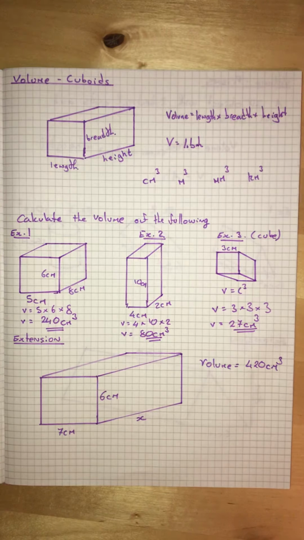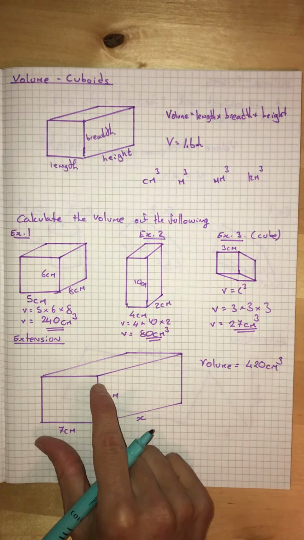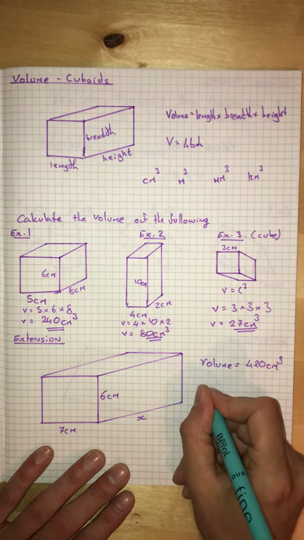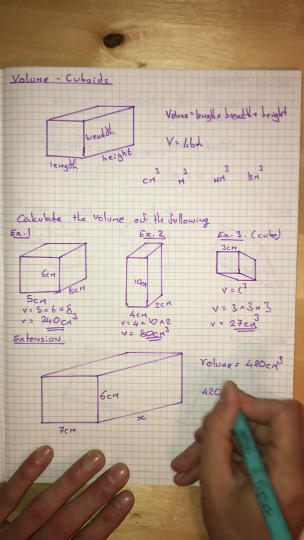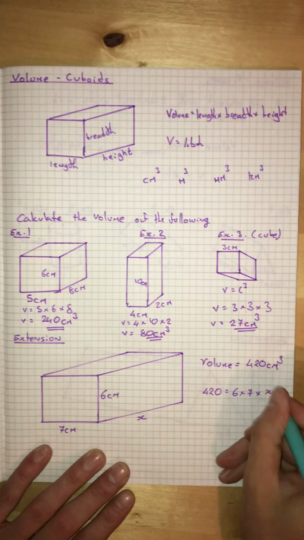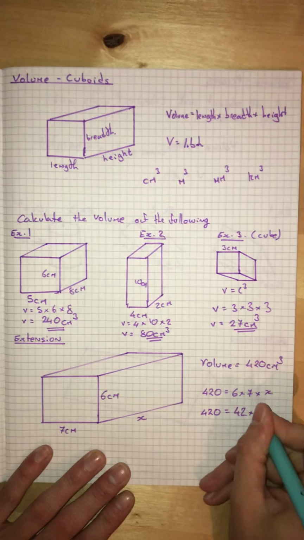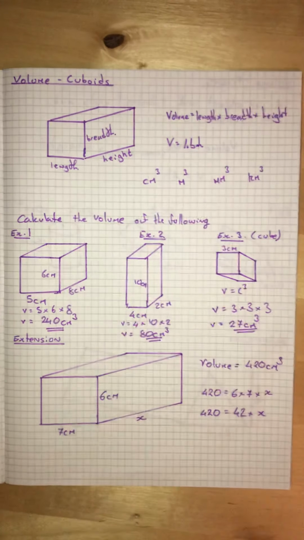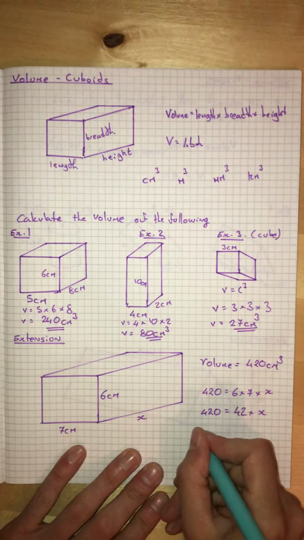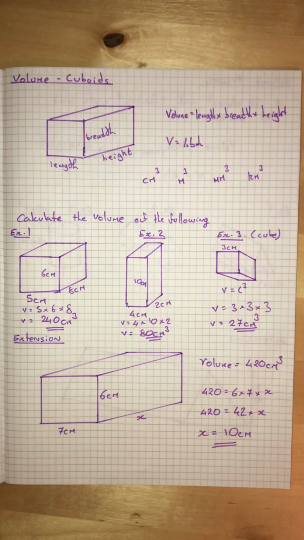A little bit of an extension. We know the volume of the cuboid. We know 2 of the sides. What must the other one side be? So we could write out that we know that 420 is 6 times 7 times x. 6 times 7 is 42. So what must the length, or the height, or the final remaining length be? 42 times what is 420? 10 centimeters, because 42 times 10 is 420.